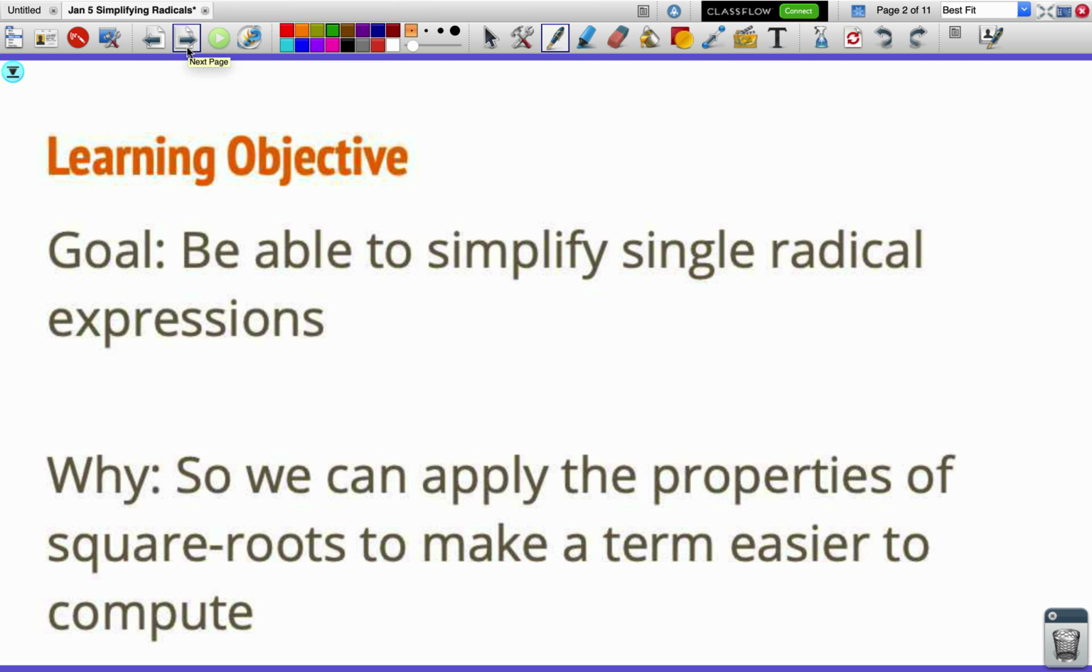Our goal for today is to be able to simplify single radical expressions. Why are we doing this? So we can apply the properties of square roots to make a term easier to compute.